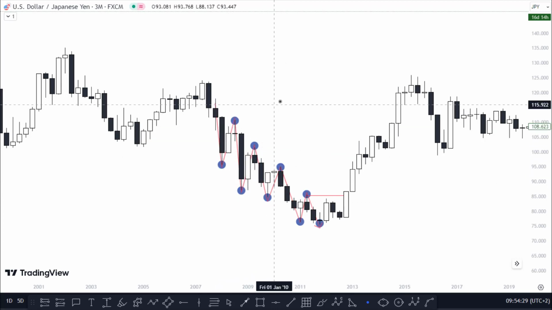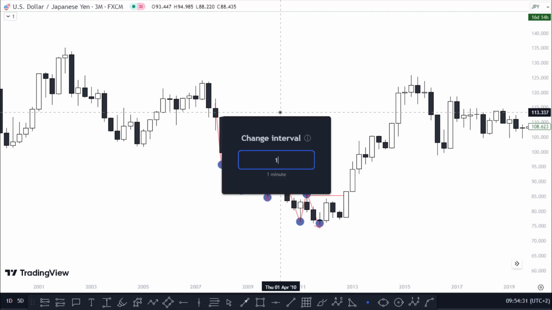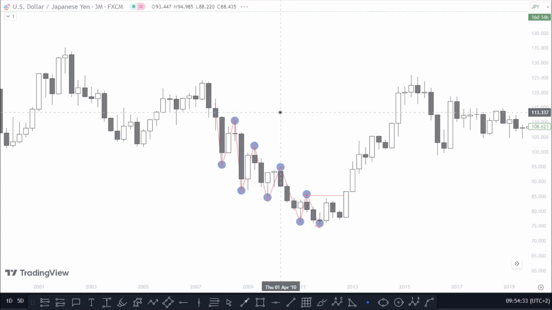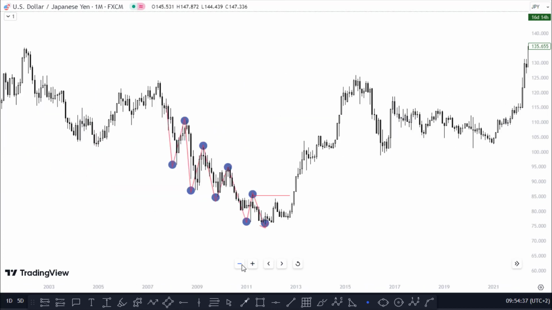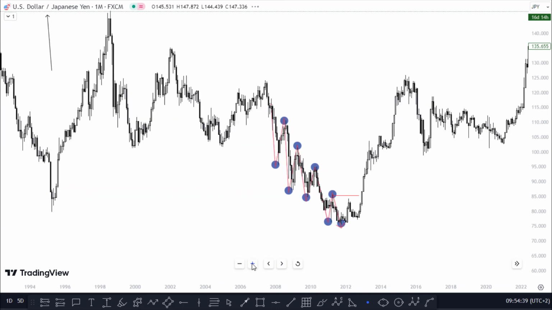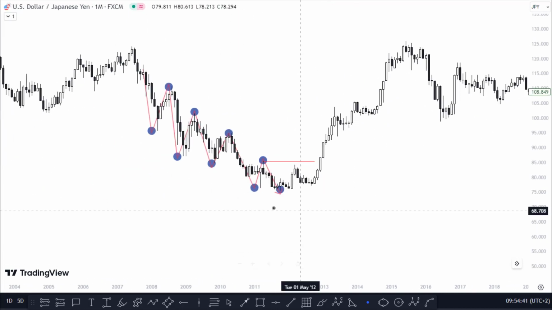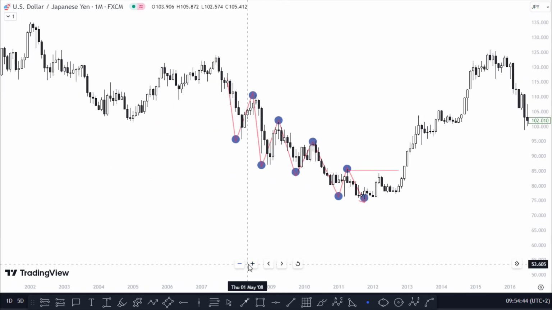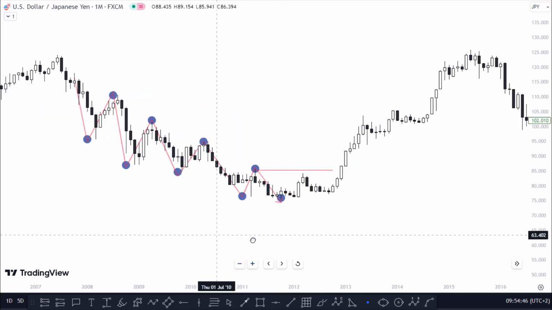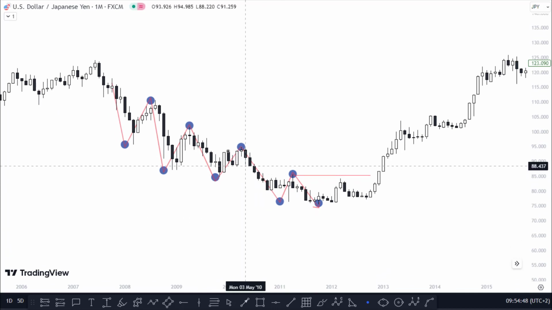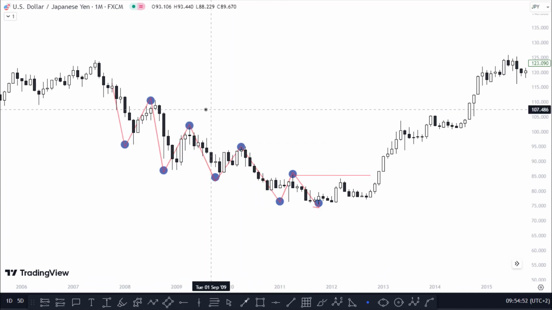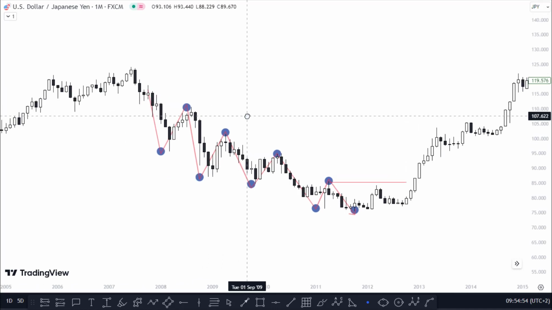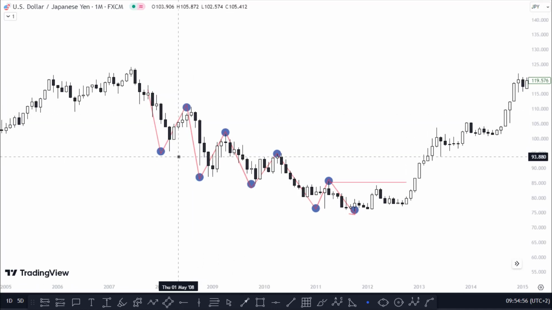So I can drop to the monthly time frame and see what I have. Dropping to the monthly time frame. As you can see on the monthly time frame, I cannot see enough structure. I still see the same candles. Do you see? This is how to choose time frames, guys.